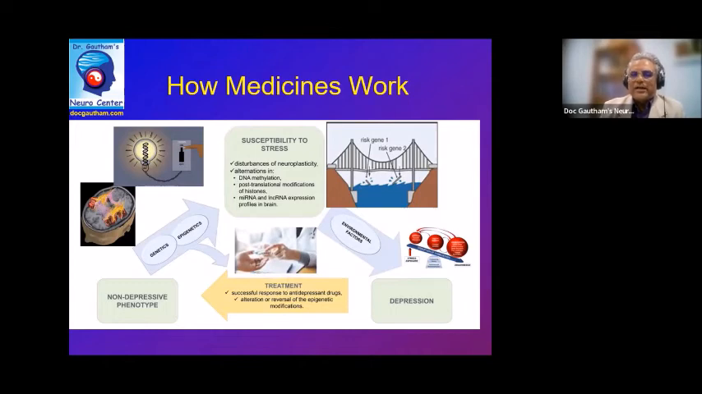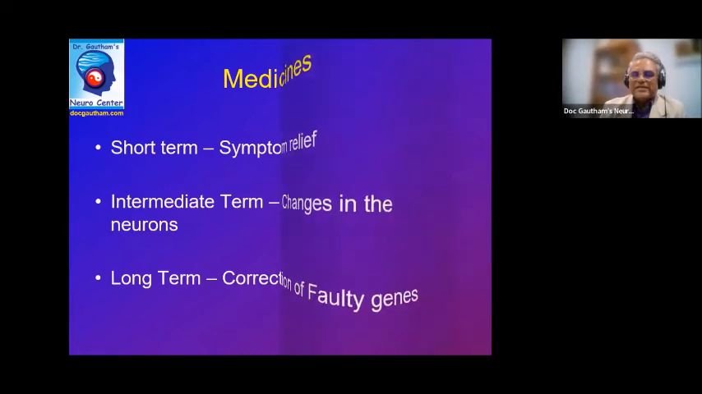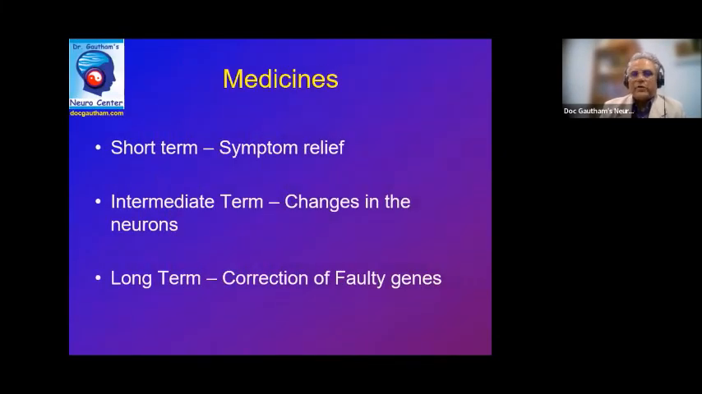They bring about a correction immediately in the short term, giving symptom relief through immediate neurochemical restoration of balance in the brain. In the intermediate term, they bring about changes in the neuron, changes in the switches that turn on the genes. And in the long term, they bring about correction of the faulty genes.